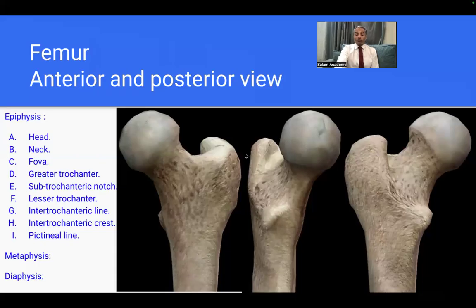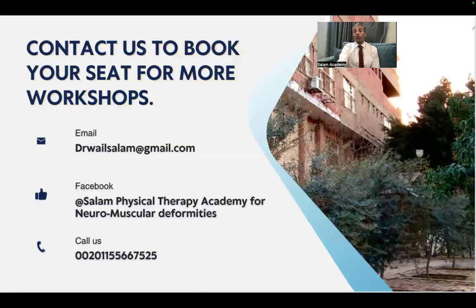The femur is formed from three parts: the epiphysis, this is the upper part; the metaphysis, where the epiphyseal plate is; and the diaphysis, which forms the shaft of the femur. That's all about the bones in the hip region.